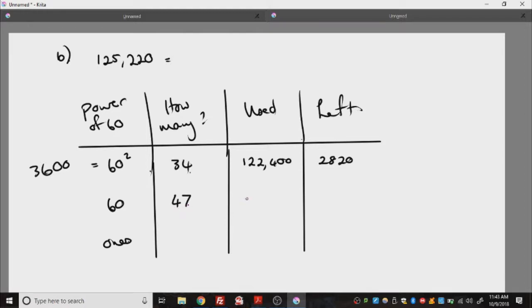60 times 47 is what I've used. And that is 2,820. Oh, it's exact? Oh, sweet. So I have nothing left. There are no ones, none used, none left. But I do have to consider it because I have 3 places. So 34 groups of 60 squared, 47 groups of 60, and nothing left.